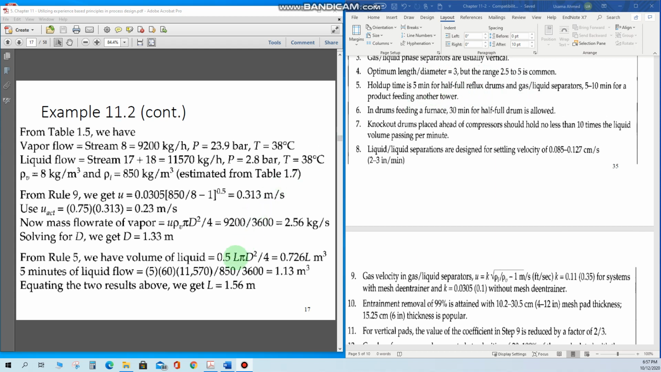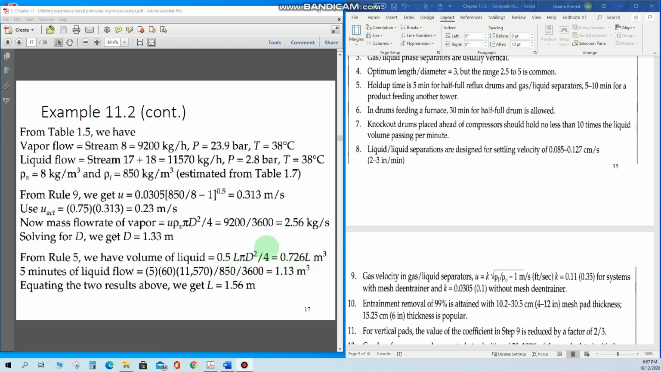So what we are going to do here for the half full, we can have the value here 0.5, and then we can have the equation for the volume calculation for the vessel. That is pi r square multiplied by L, and then we can have this equation. We can simplify this one, so that comes out to be 0.726 L per meter cube.